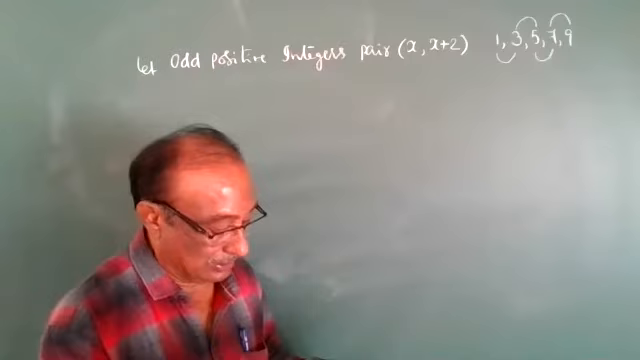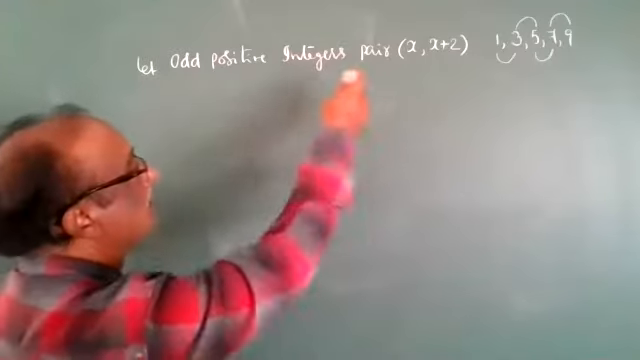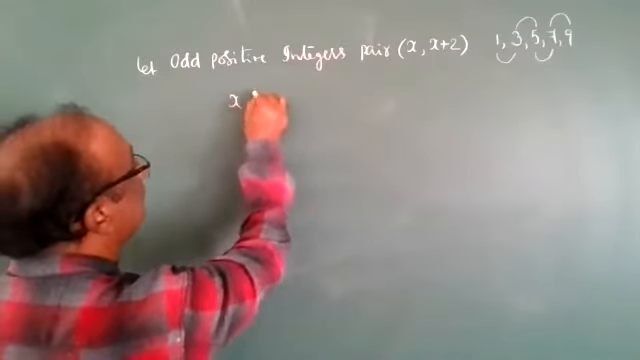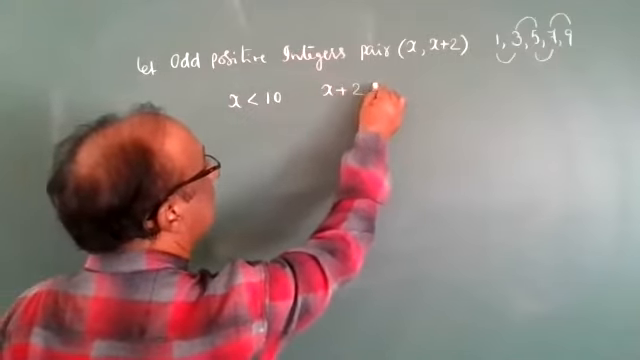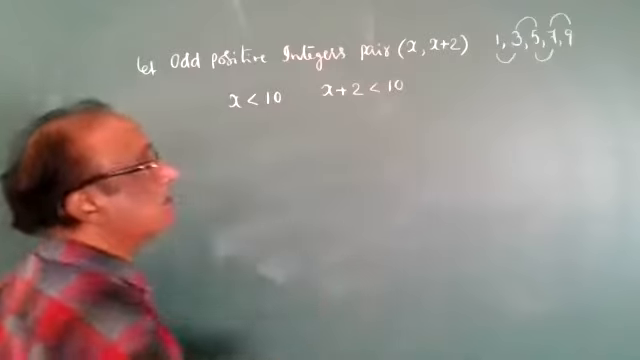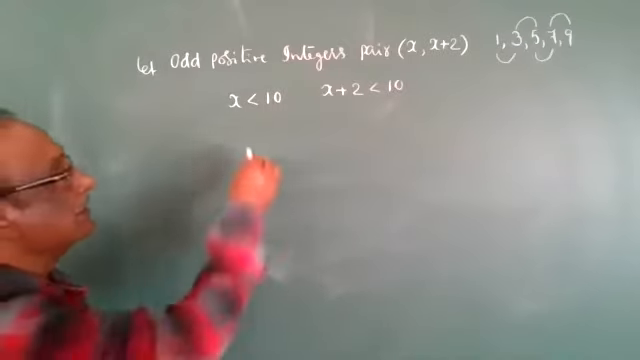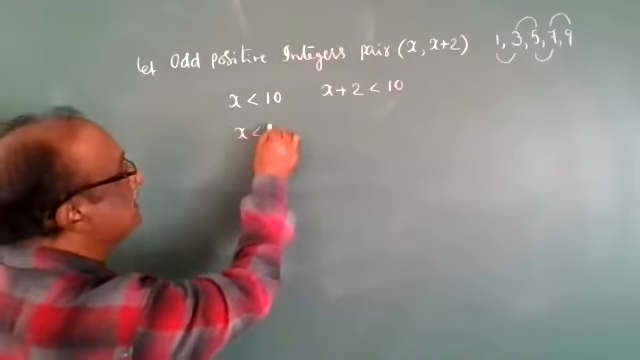First number also less than 10. Second number also less than 10. So x is less than 10.